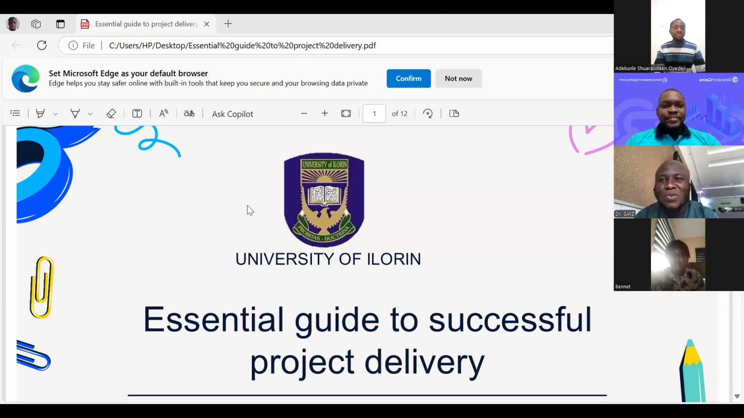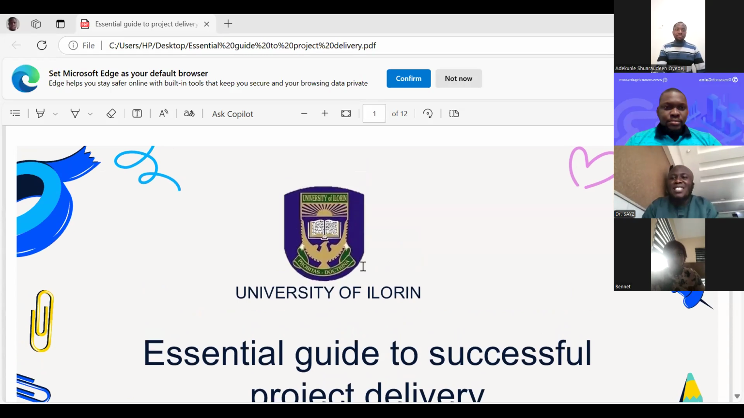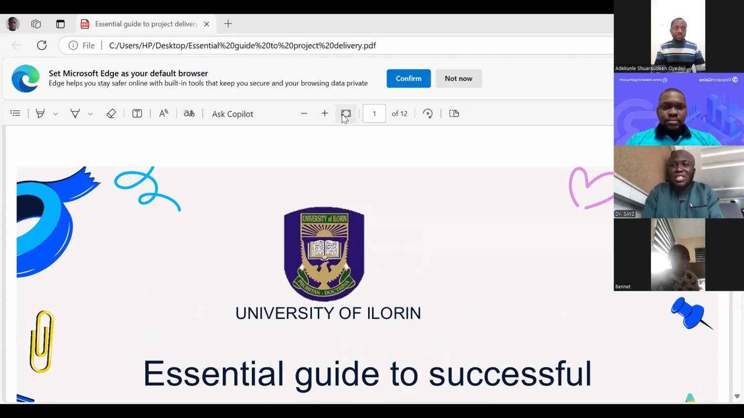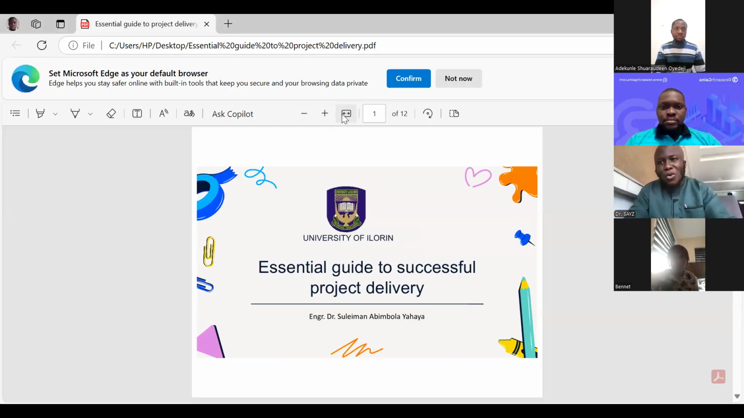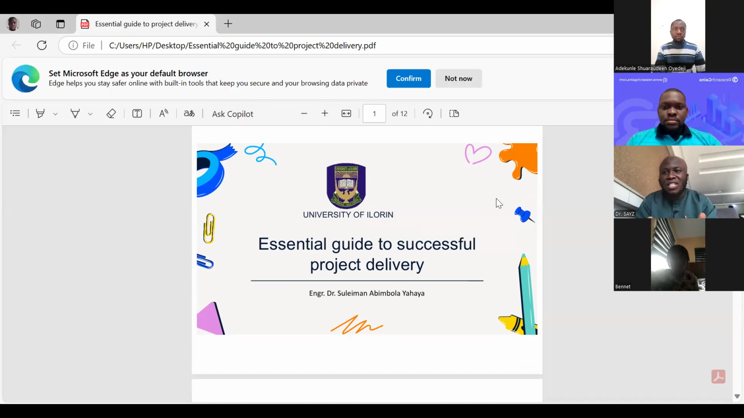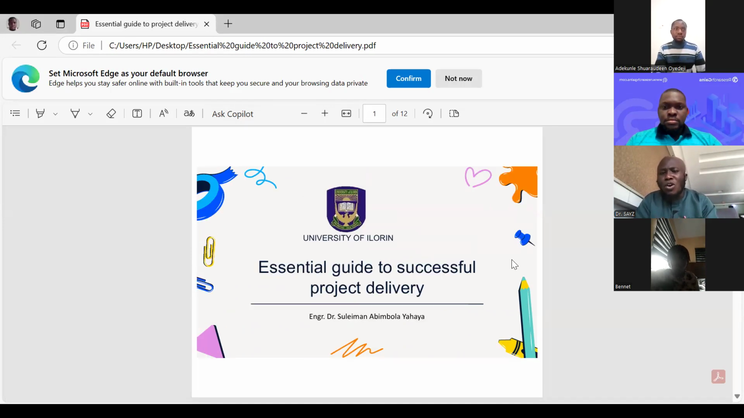Yes. When we talk about projects generally, it could be any other project, maybe IT projects, construction projects, and the rest of it. But now we're talking about the undergraduate projects, like Essential Guide to Successful Project Delivery. So I got confused as well. So even, a disclaimer, of course, we must admit that AI is not something we're going to shy away from. It has come to stay.